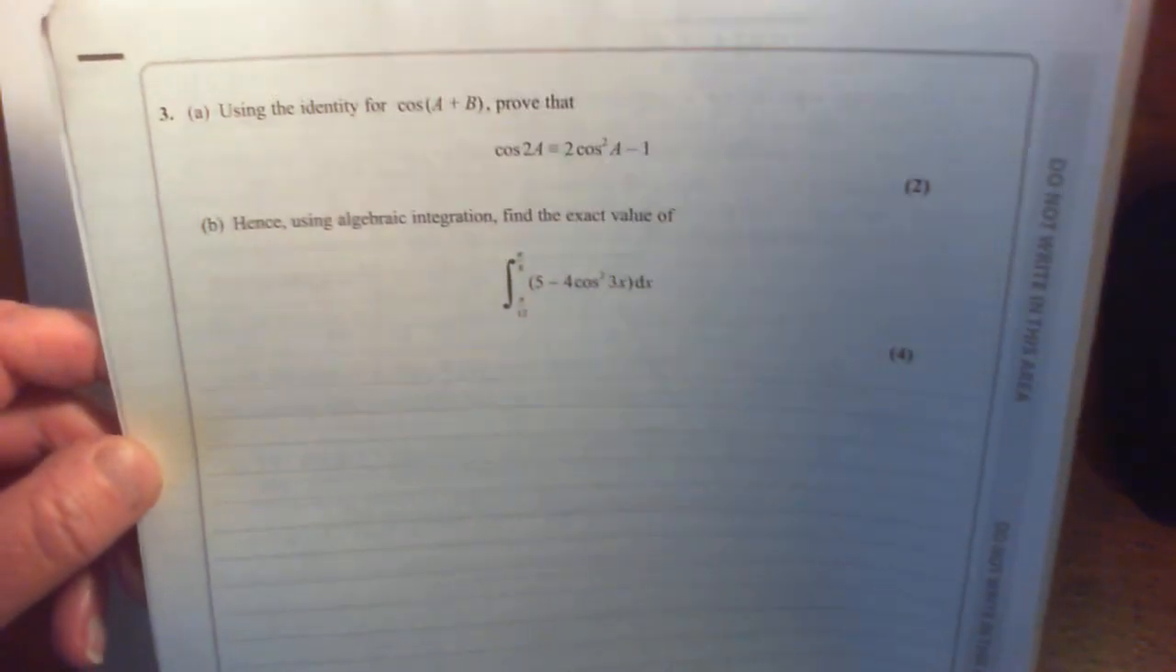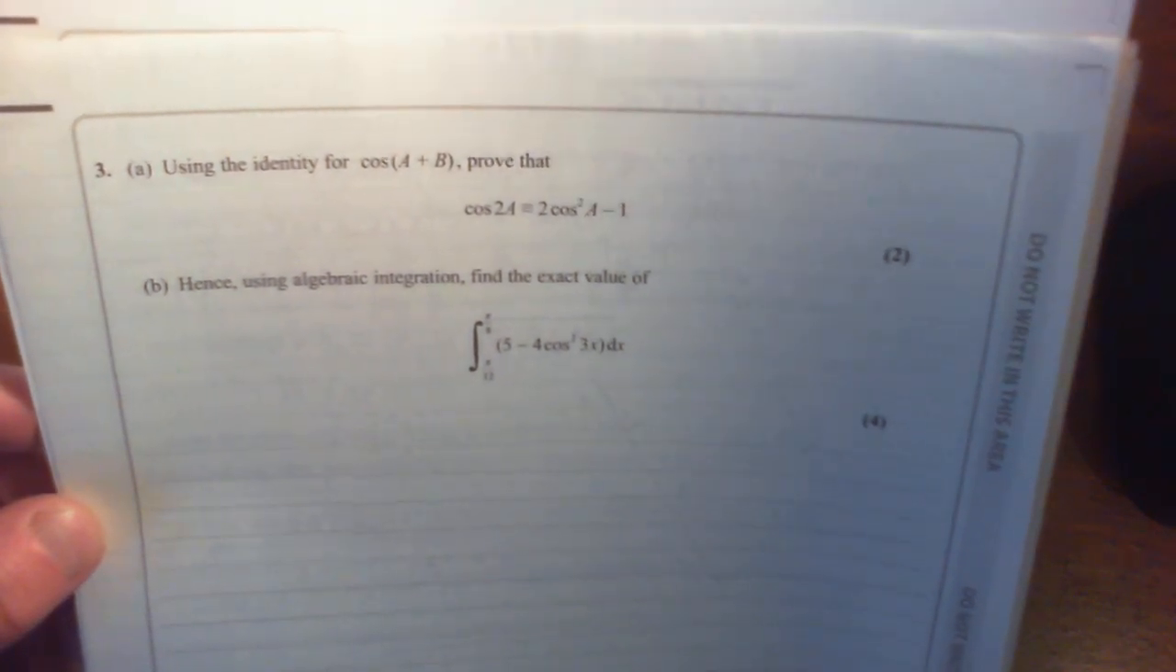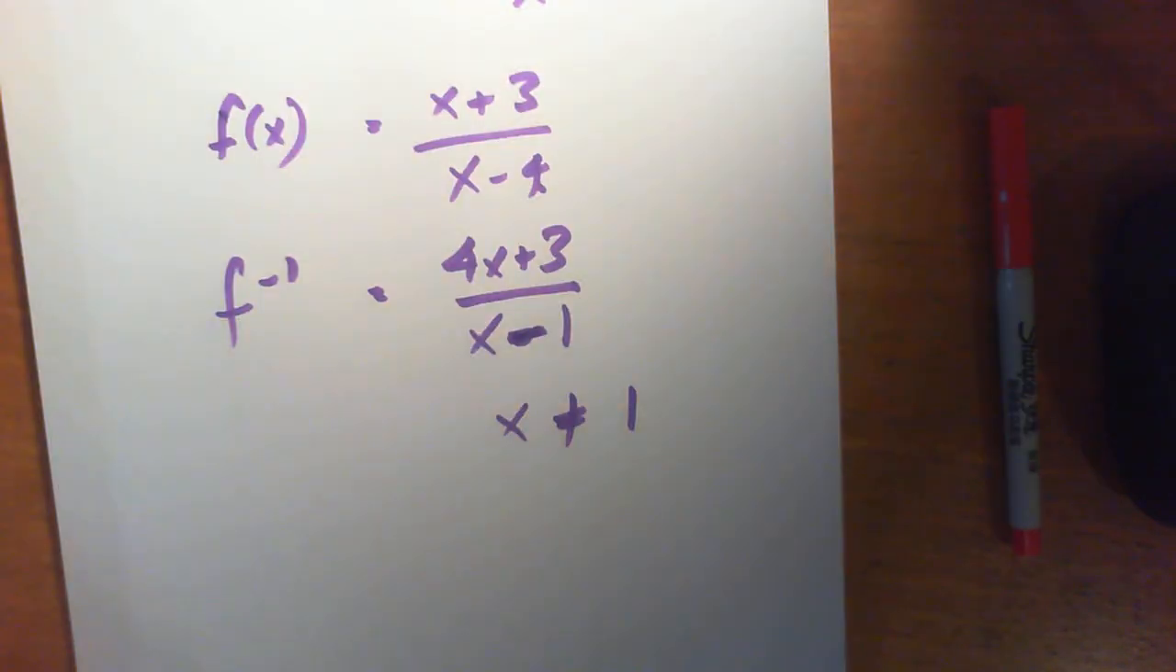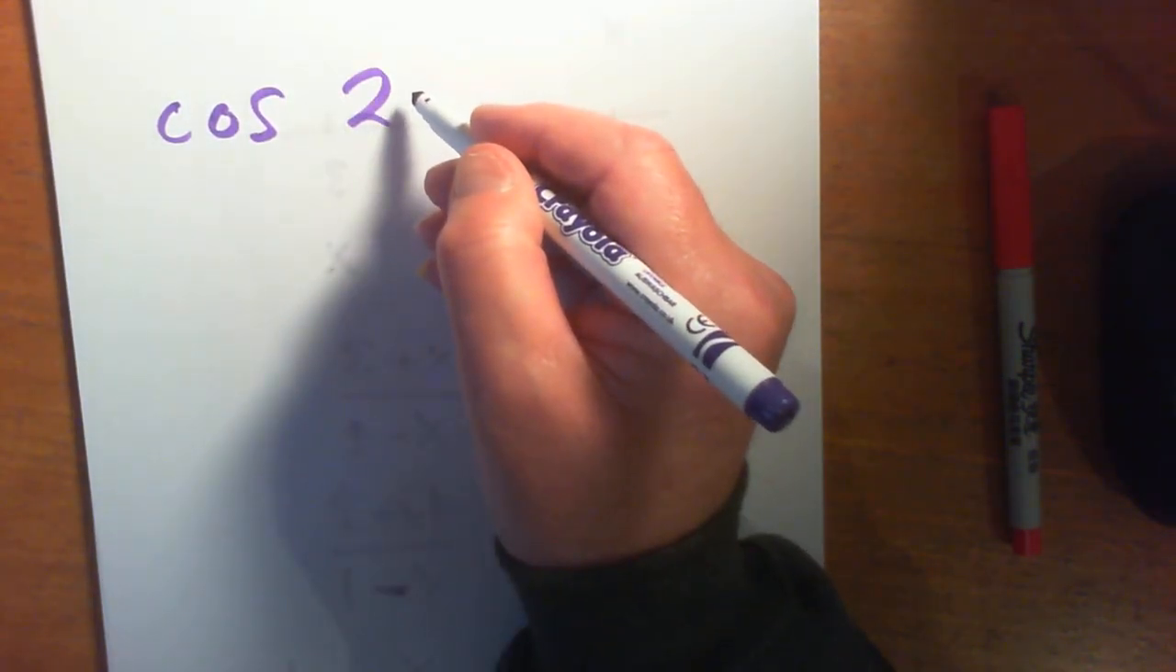Question 3. Now this is prove that. The one thing I need to say about all these prove questions, where it says prove, is that you need to stick in all the steps. You need to show that you know what you're doing, and this is quite important here actually, because what was it, 2a?